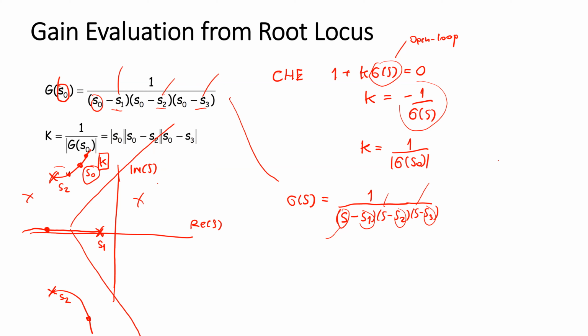In order to confirm whether s0 is along the locus or not, you should review the angle criterion from the previous class. The next step is straightforward: 1 over the magnitude of the transfer function, considering s at s0.